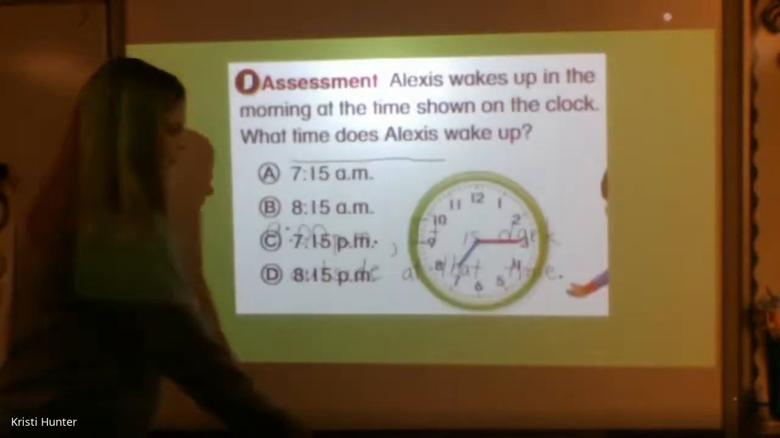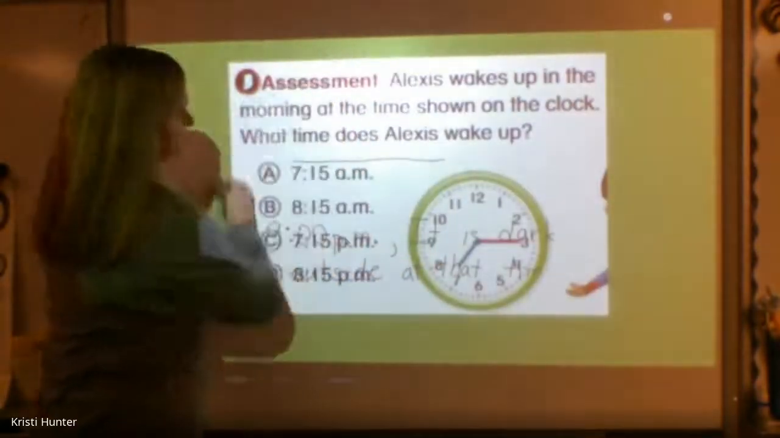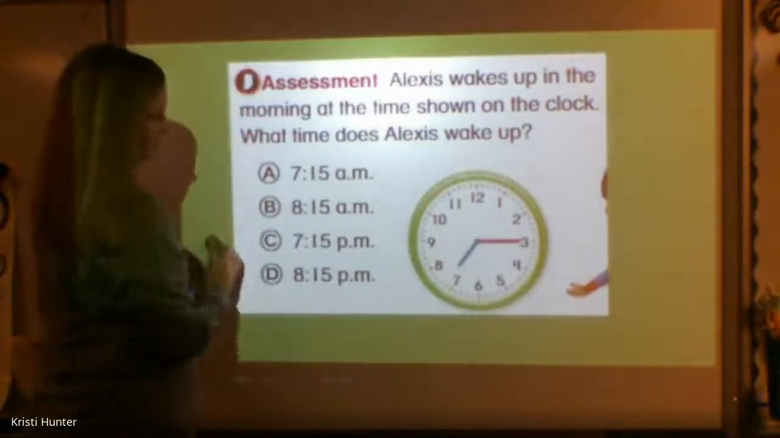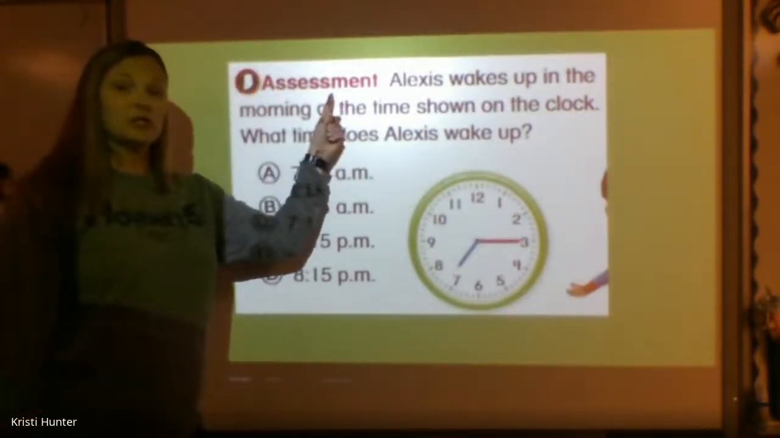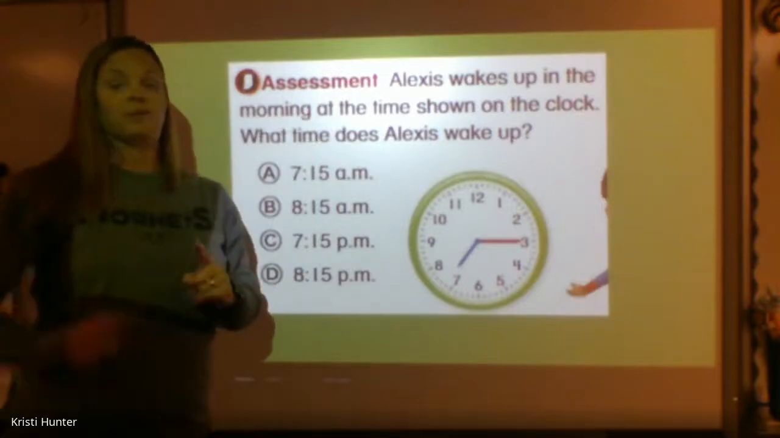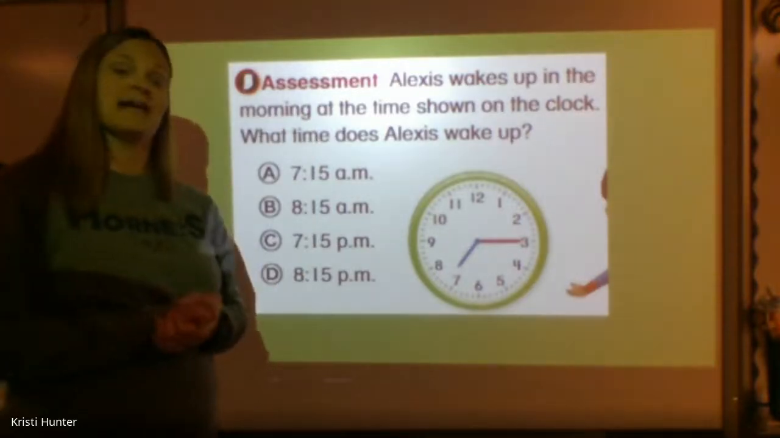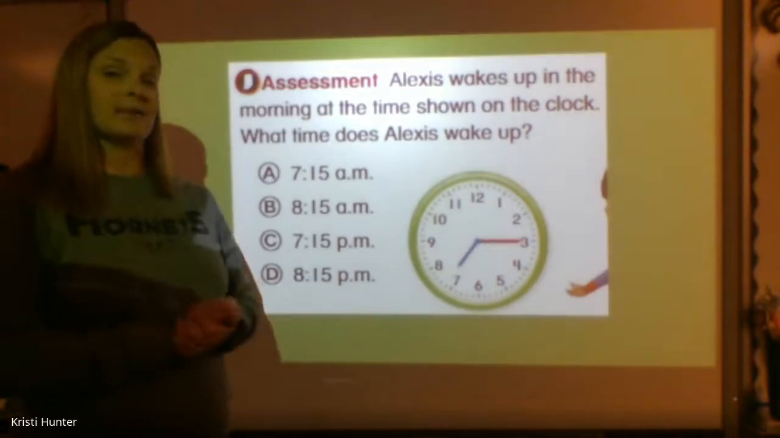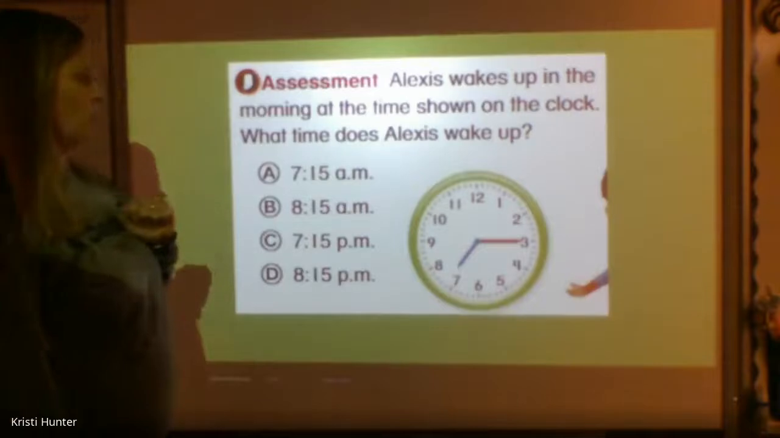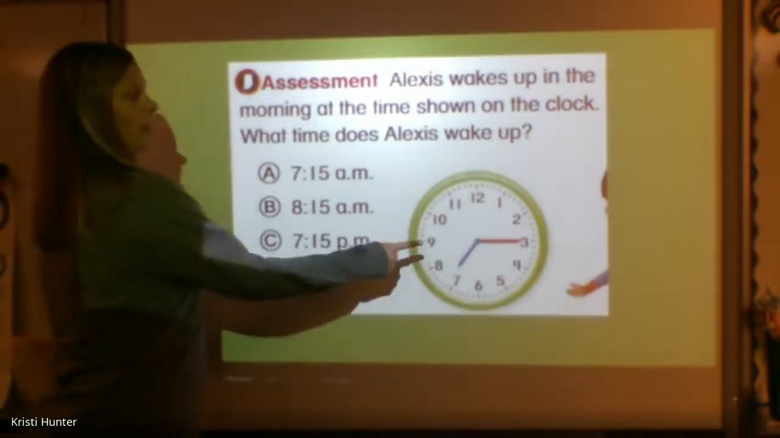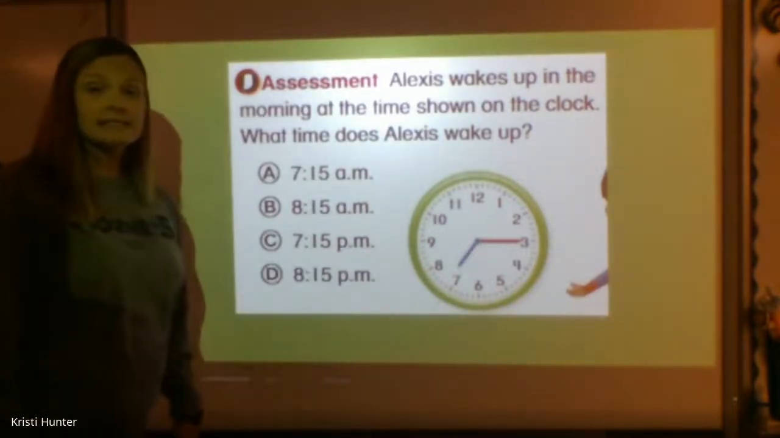All right, let's try one more. And this is one of those assessment questions that I pulled out of your book. Remember, anytime you see that assessment, this is a good question to review for your test, which we'll be having a test on time here in the next couple of weeks. All right, Alexis wakes up in the morning at the time shown on the clock. What time does Alexis wake up?